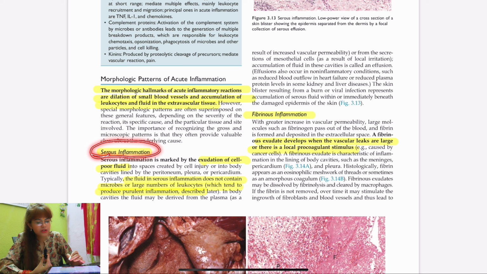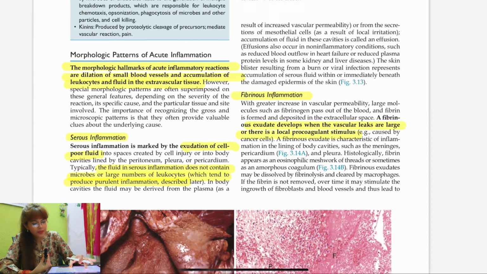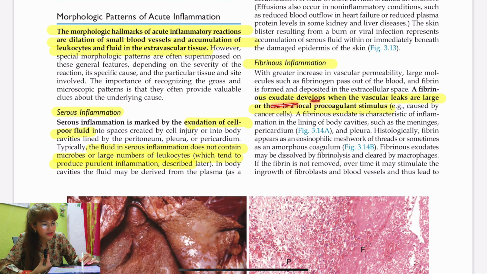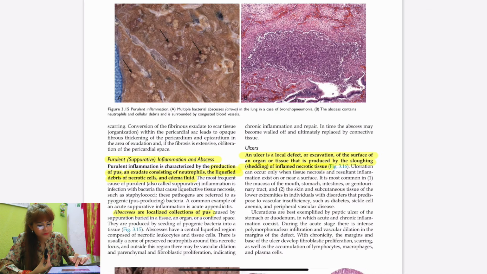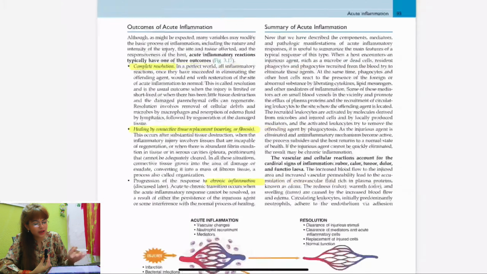Now the morphological patterns are again very, very easy. There may be serous inflammation, meaning you just have some exudation of fluid. Then you have fibrinous inflammation, where the exudate develops when the vascular leaks are large and there's a local procoagulant stimulus. Then you have purulent inflammation and the abscess. Then you have the ulcers.